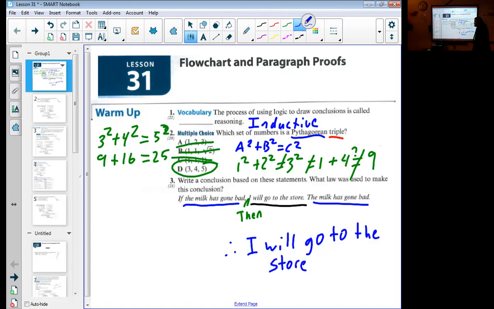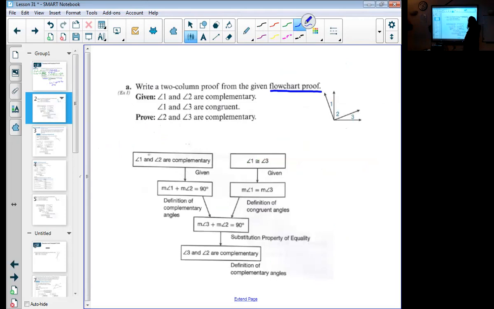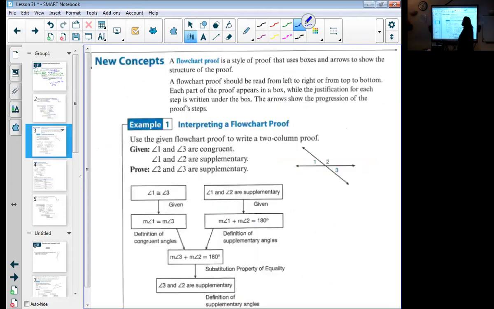All right. So now we move on to our question of part 1. It asks us to write a 2-column proof from the given flowchart proof. Well, we've talked about 2-column proofs in the past, but now we have this flowchart proof. Well, we need to know what a flowchart proof is. So let's start talking about flowchart proofs.